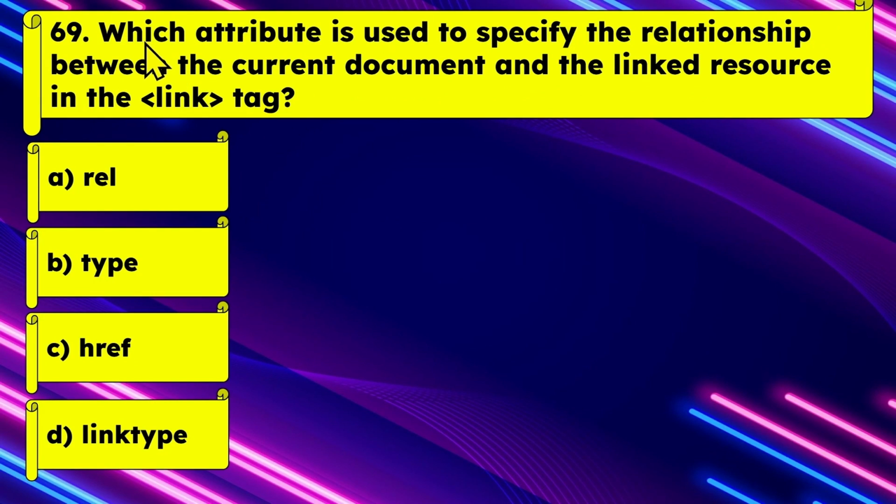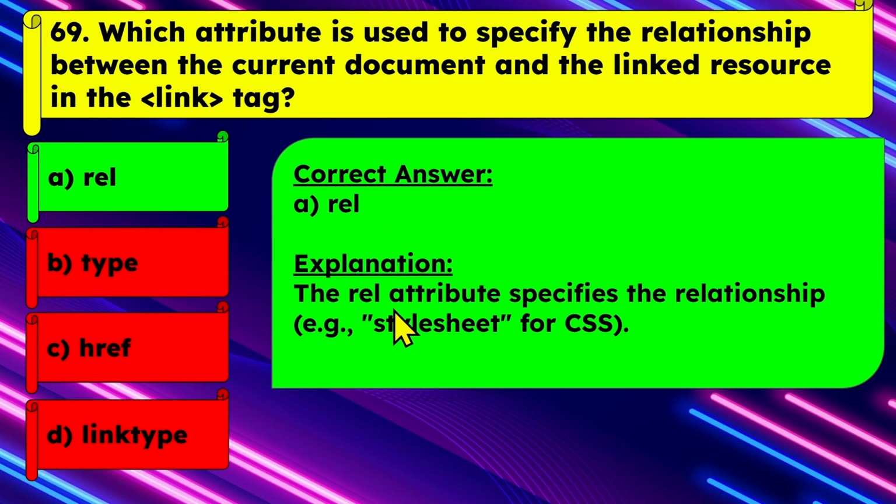Next question is, which attribute is used to specify the relationship between the current document and the linked resource in the link tag? Option A rel, option B type, option C href, or option D link type. So here the correct answer is option A, rel. So the rel attribute specifies the relationship, for example, style sheet or CSS.